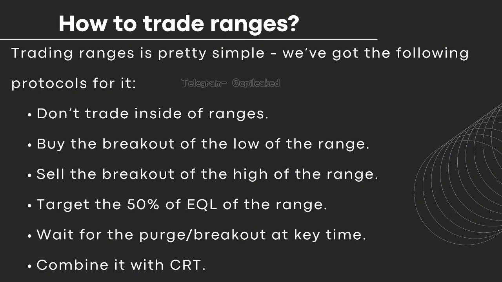And last but not least, combine it with CRT. What I mean by that is, when you're looking for the purge of the range to trade, more often than not you're going to find there's a CRT at the top or the bottom of the purge, and you can trade that CRT in the lower time frame, and that will provide you with the highest probability entries, right? These sort of CRTs are always high probability and work best, so combine ranges with CRT. Even when it comes to CRT ranges, when they are purged, more often than not they have a smaller CRT above or below the purge, and you can then trade it on the lower time frames.